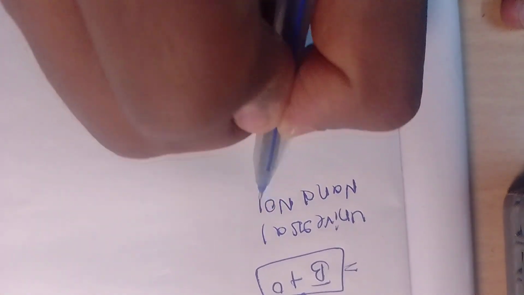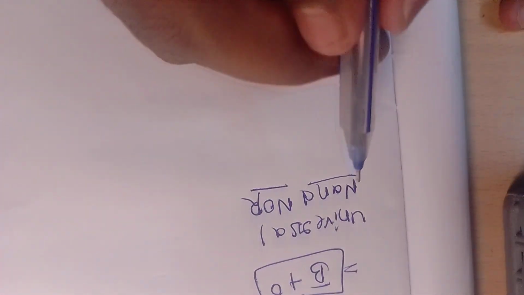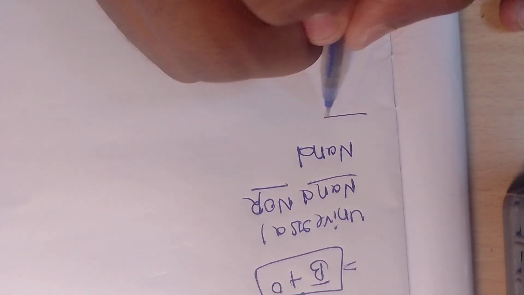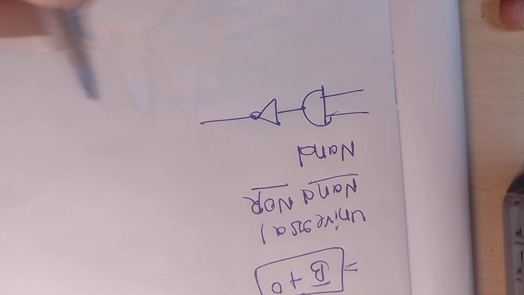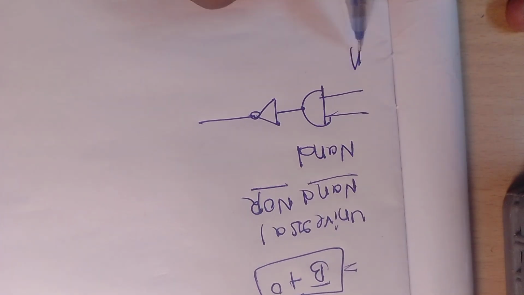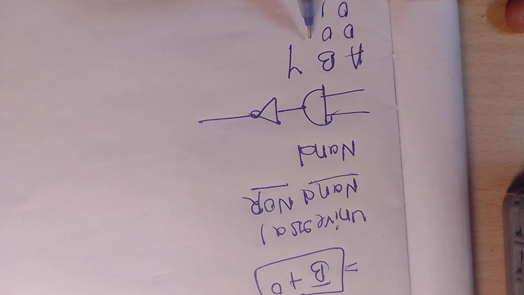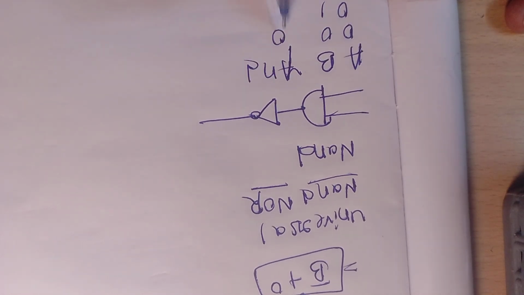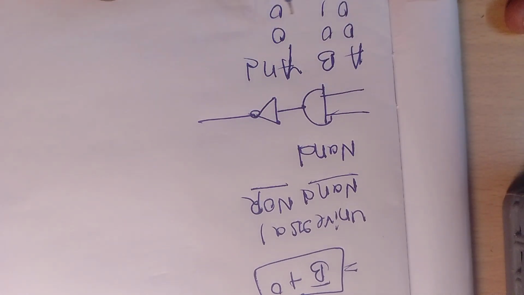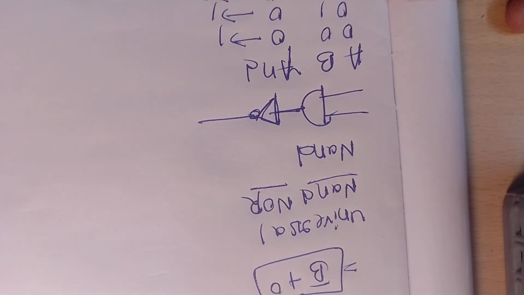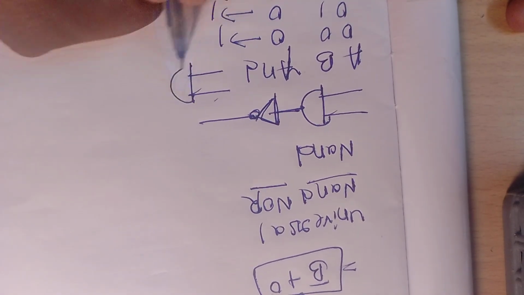So we have universal gates. In universal gates, NAND and NOR are called universal gates. NAND is the reverse of an AND gate, that is, an AND gate followed by a NOT gate. For example, for inputs A and B, the AND output Y is 0 0 0 1, and with the NOT gate we get the inversion of that, 1 1 1 0. So the NAND gate is represented in this manner.